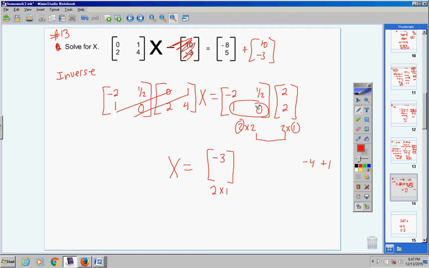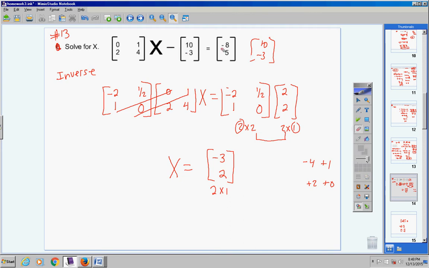Now take row times column, okay? So 1 times 2 is positive 2. 0 times 2 is 0. Combine those and you get a 2. And there's your answer. Okay, so let's review.